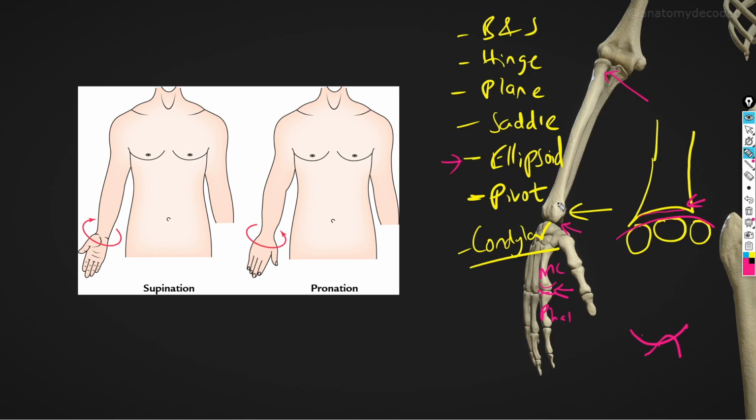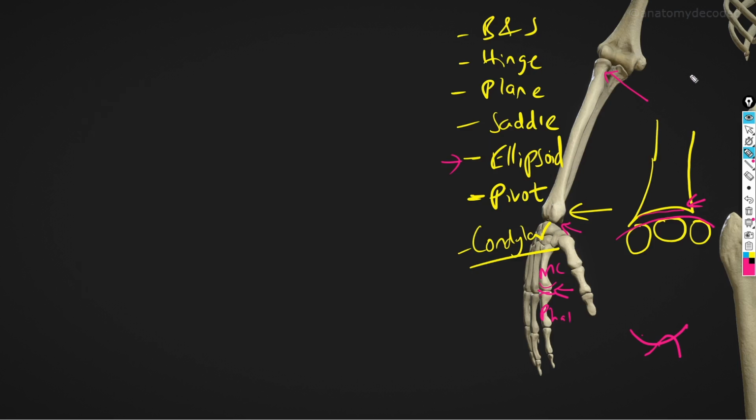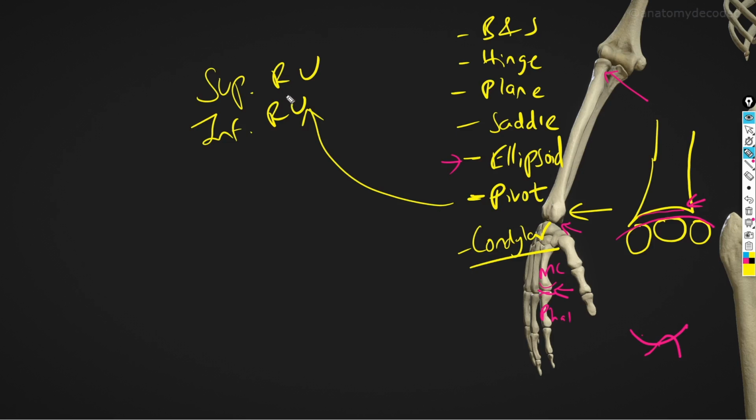These rotatory movements are possible at the superior and the inferior radioulnar joints. So the superior radioulnar joint and the inferior radioulnar joint are examples in pivot variety.